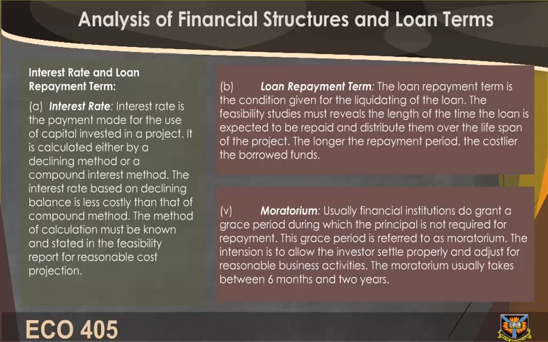4. Interest rate and loan repayment term. A. Interest rate. Interest rate is the payment made for the use of capital invested in a project. It is calculated either by a declining method or a compounding interest method. The interest rate based on declining balance is less costly than that of compound method. The method of calculation must be known and stated in the feasibility report for reasonable cost projection.